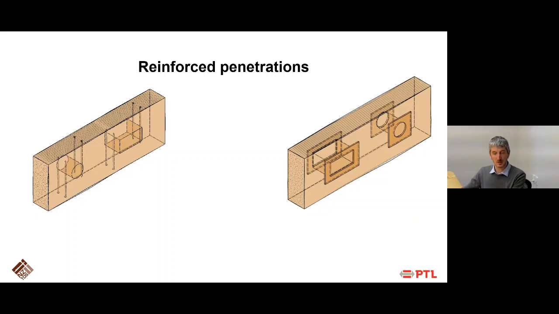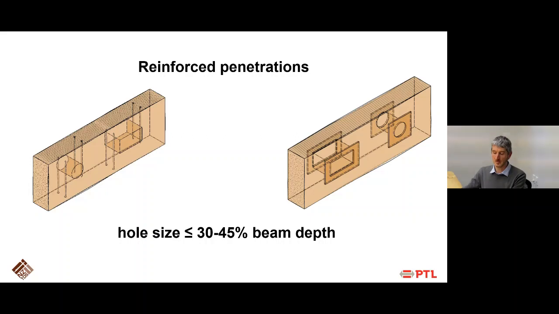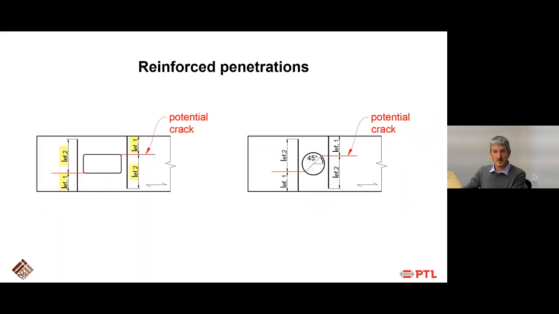or by using plywood glued to the outer side of the beam, and by the way, that always needs to be symmetric, so on both sides, you can have hole sizes which are as big as 30 to 45% of the beam depth. There's a range because it depends on what type of reinforcing you're using and what type of material you're using. So the best results are for LVL beams with external reinforcing with plywood. You also have to follow other geometric limitations, but they're not as strict as for unreinforced penetrations.